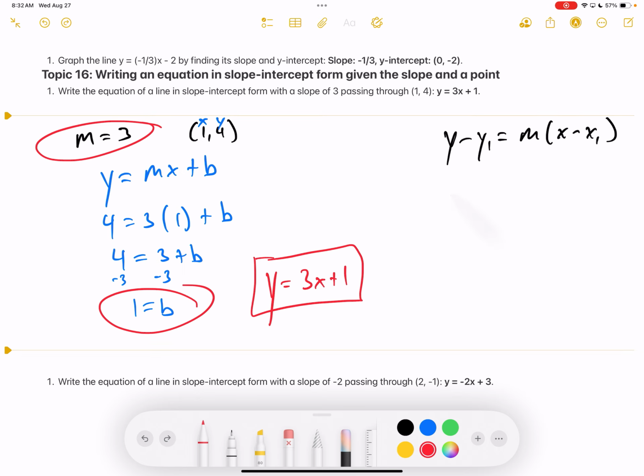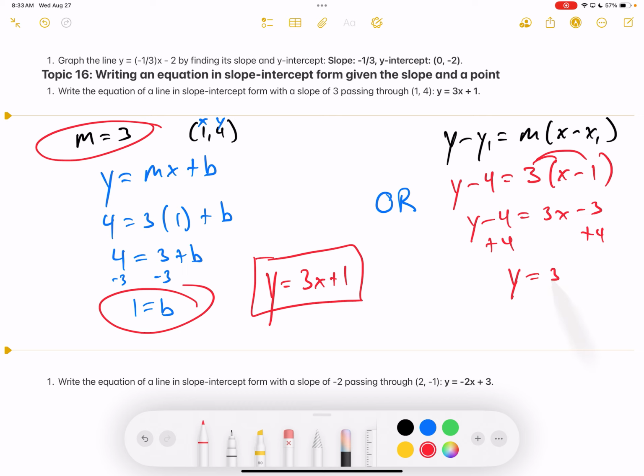If you want me to show you how to do this one real quick, it would be y minus y sub 1 equals m times x minus x sub 1. So you plug the x and the y in for the x sub 1, y sub 1, and then you distribute this. And then add 4 to both sides. So you can see when you get done with it, you don't have to plug it back in.